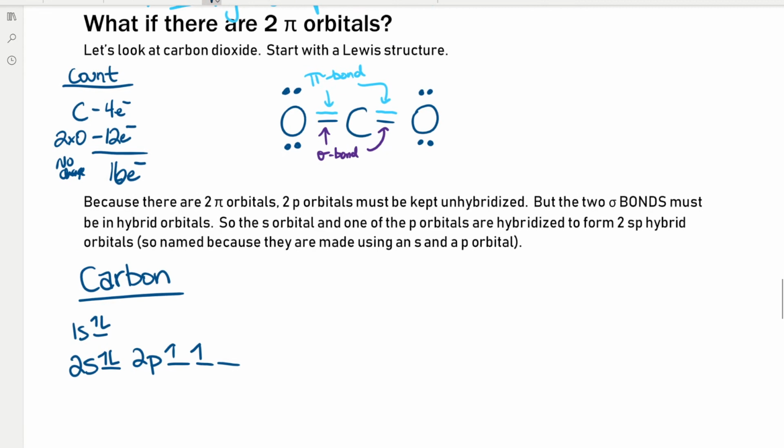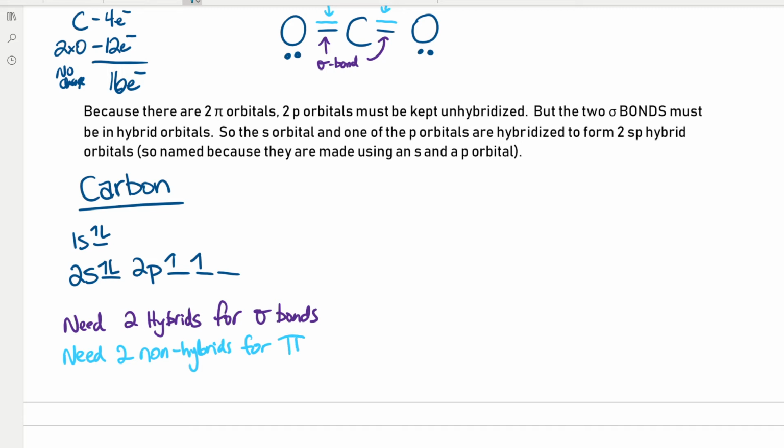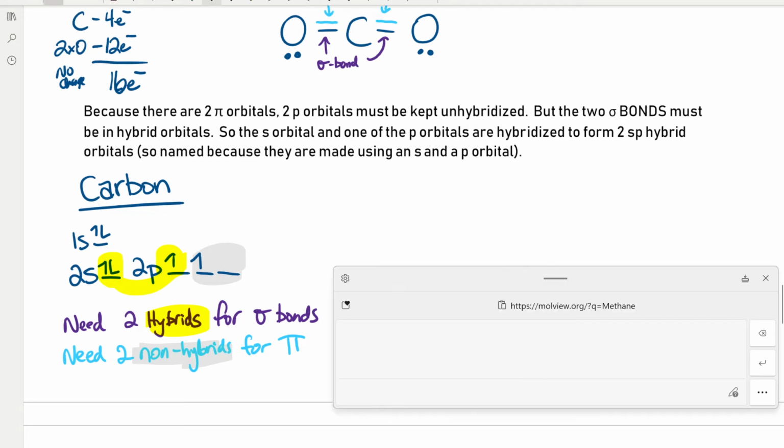But remember, we need two hybrid orbitals for sigma bonds, and we need 2 non-hybrid orbitals for pi bonds. So what's that going to look like? Well, for the hybrids, we're just going to say, okay, we'll hybridize that and that. Those will be our hybrids. And for the non-hybrids, we will leave these alone.